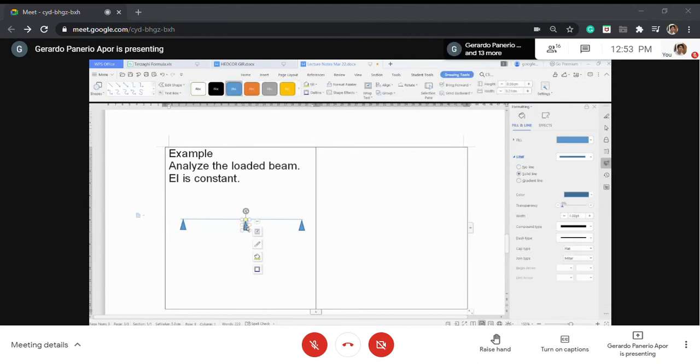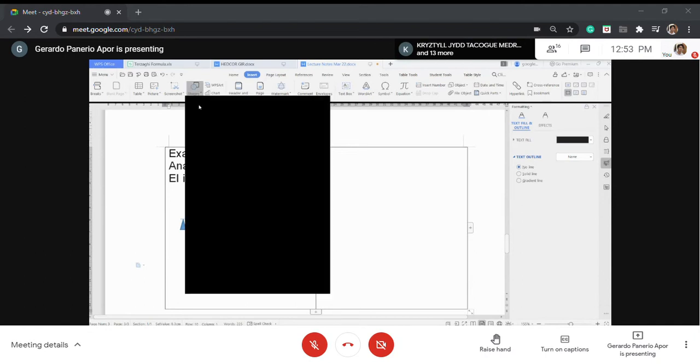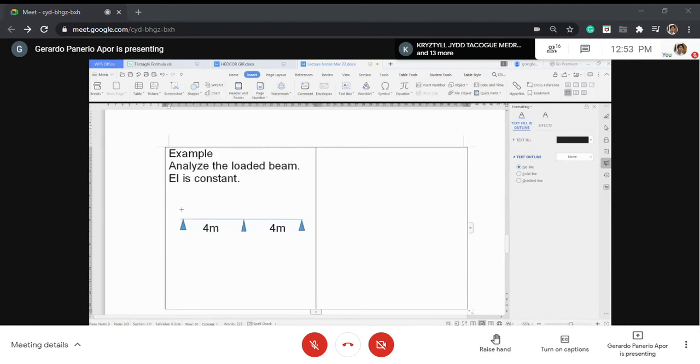So let us say that it is at the middle. Let us say this is 4 meters, 4 meters. It will not deflect if there is no load. So what happened is we will put a load. Okay? We will put a load.